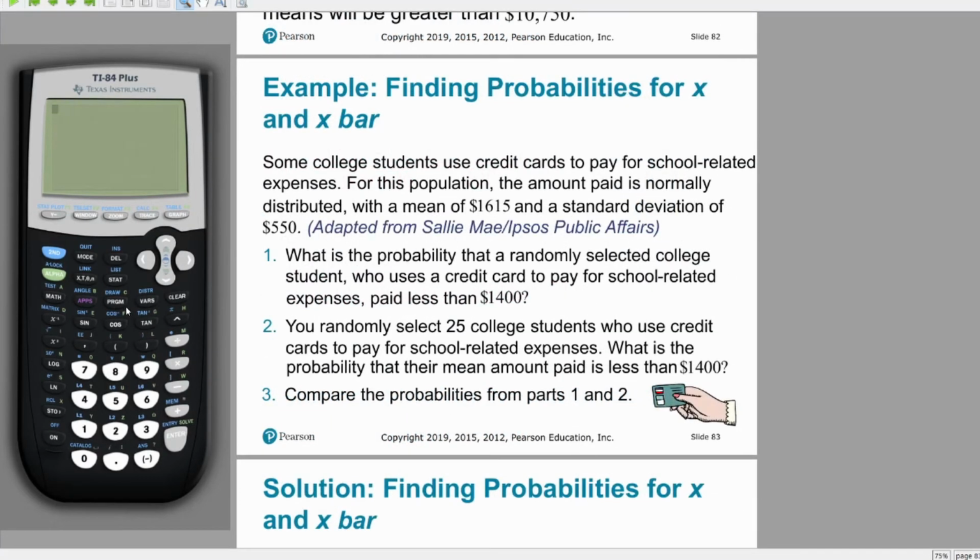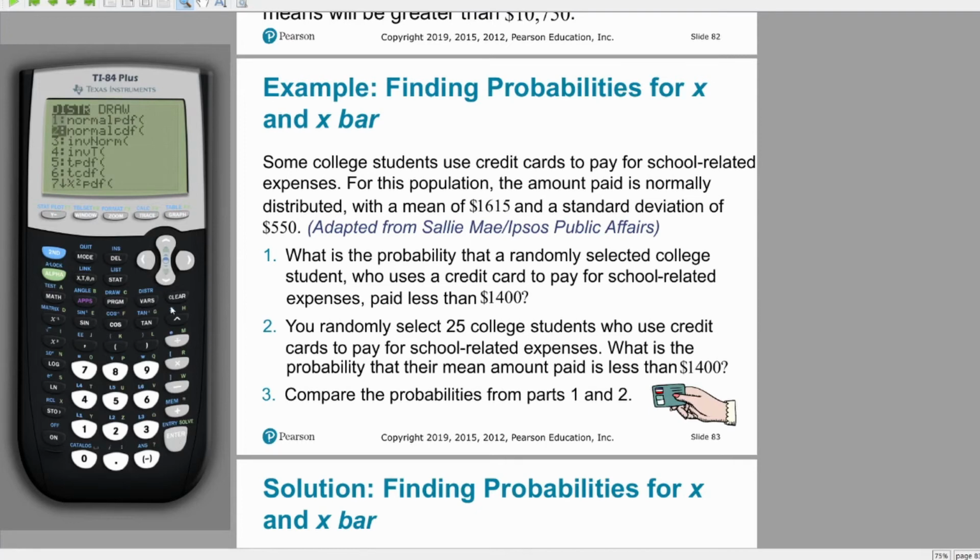Now for this last example, we're going to do something kind of important, where we're going to compare what happens in terms of mean behavior with what happens in terms of single value behavior. For our first part, we want to find the probability that a randomly selected student pays less than $1,400, where the values are normally distributed with a mean of 1615 and a standard deviation of 550. So this would be a classic question like in 5.2.